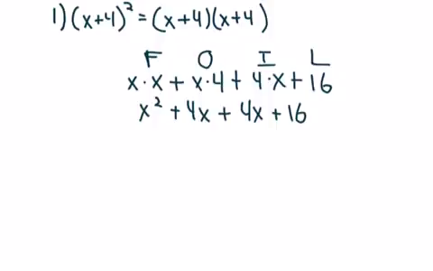Okay, so now just a final step. We want to combine like terms. Here we have a term with an x, here we have a term with an x, so I can rewrite this expression as x squared plus, so I do 4 plus 4, that's going to be 8x plus 16. That is the FOIL method.